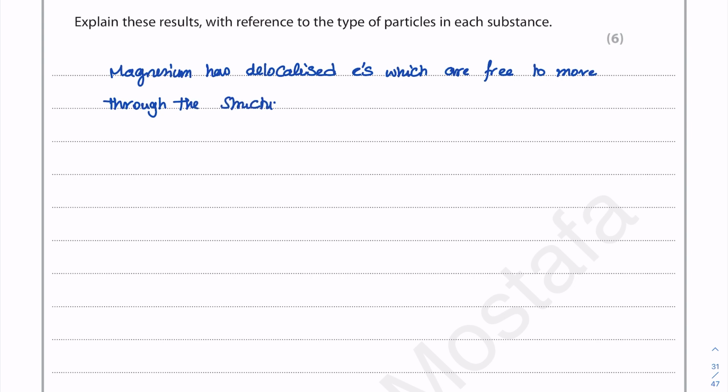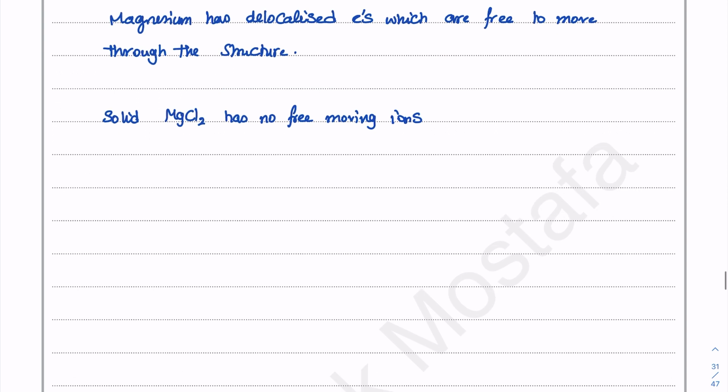ده بالنسبة للمغنيسيوم. بالنسبة للمغنيسيوم كلورايد بيبقى عنده في solid state ions are not free to move. solid magnesium chloride that doesn't conduct electricity عشان has no free moving ions. أما بالنسبة للمولتن magnesium chloride ده بيوصل كهرباء. molten magnesium chloride conducts electricity زي ما هو قايل في التيبل عشان عنده ايه has free moving ions.